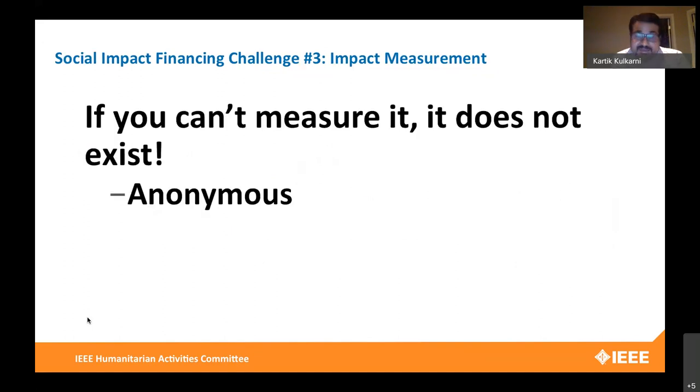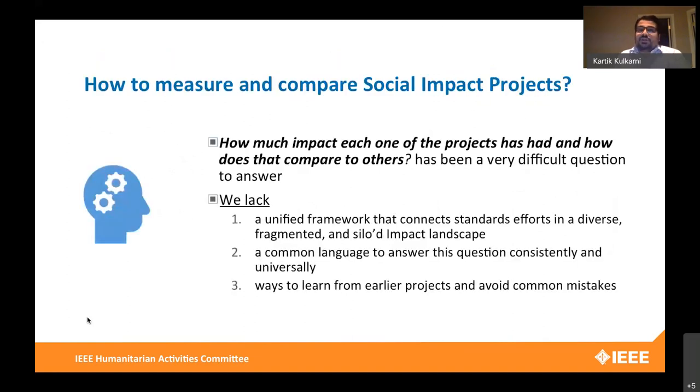And finally, I think this is my favorite quote: if you can't measure it, it does not exist. Now the debate is not whether impact exists or does not exist, but it is about measuring it, right? If you measure it, you can manage it, you can improve it. So this is a big challenge for all of us. How do we measure the impact of our projects? So really, today's state of the world is: how much impact has each project had on society, and how does this compare with other projects? This is a very hard question to answer.